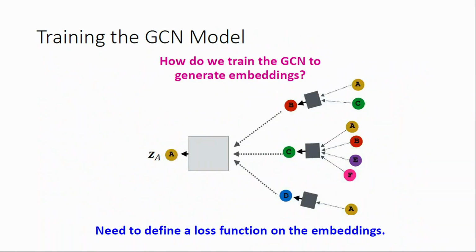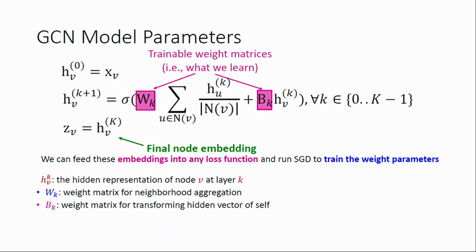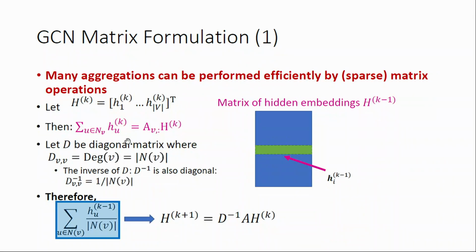Okay, so now that we have these neural networks defined over the embeddings, and we know how to propagate the information through the different layers of the GNN, we can define a training loss on this graph. First of all, we know that there are several trainable weights. In this case, it's just B_K and W_K, and we can define some training loss on top of the final node embedding.